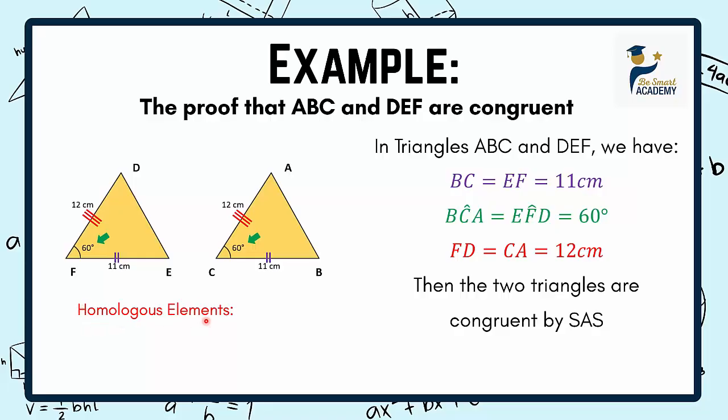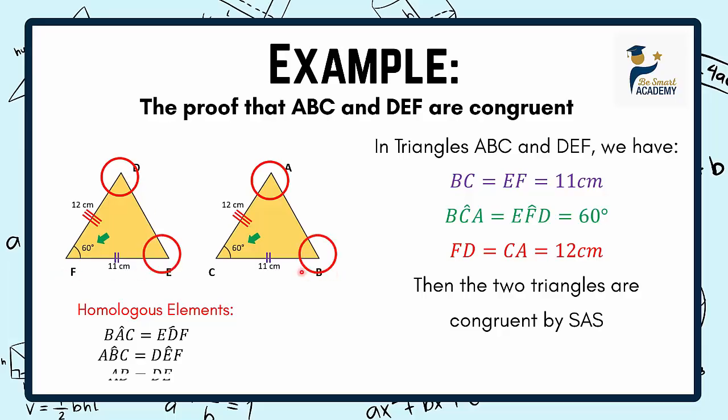Let's write the homologous elements. We notice first that this angle corresponds to this one, so they are equal, which are BAC and EDF. Similarly for the second angle, ABC and DEF, those are equal. And finally, for the remaining side, both are equal. We used side angle side, so we used two sides, so inside the homologous elements there is only one side. We used one angle, so the remaining two are in the homologous elements.